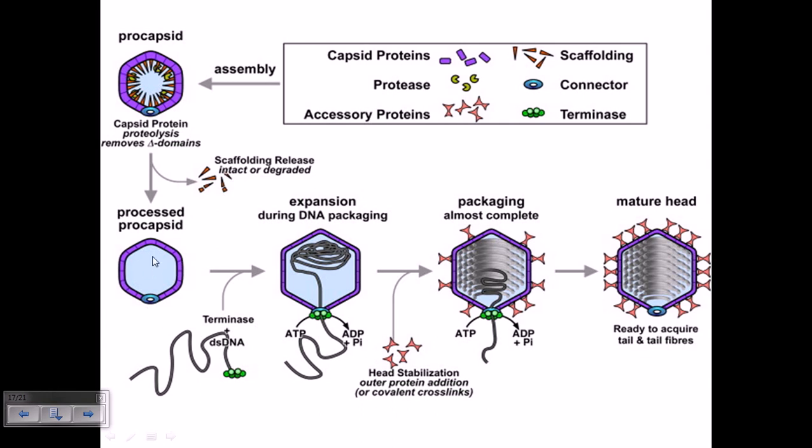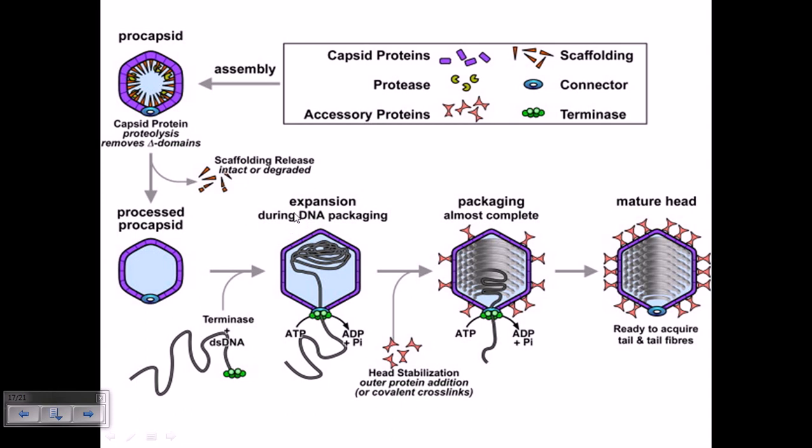Now in this processed procapsid, there is a channel formed using the connector molecule or connector protein segment. At this particular procapsid state, it begins the packaging of DNA. As the DNA packaging goes on, this head will be matured more.